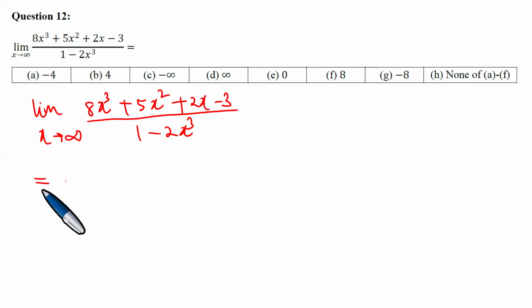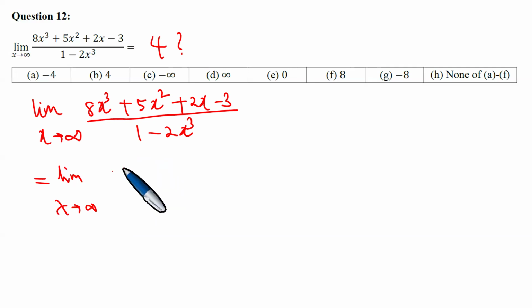So what we're going to do is evaluate this limit as x approaches infinity. You think that the limit is 4, okay, but let us check if 4 is the correct answer, and we are able to get the following.